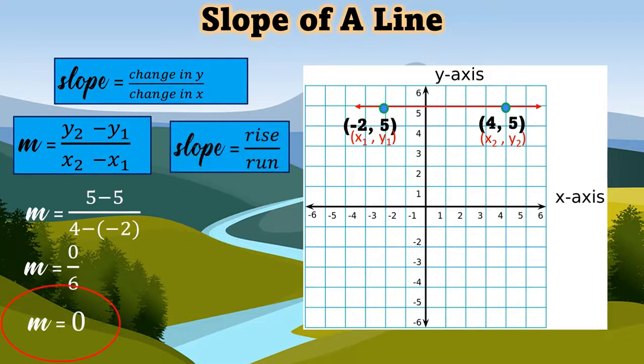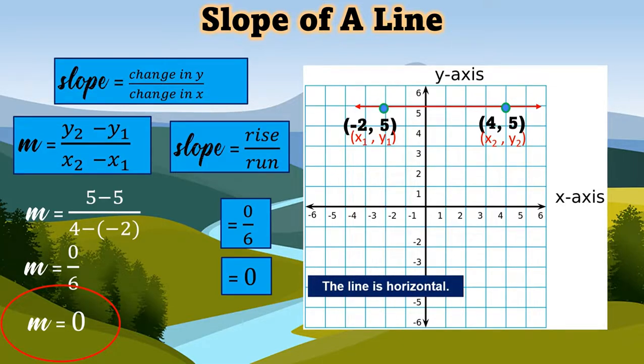Using the rise over run, of course we do not rise because it's just a horizontal line. So rise is 0. And then run, from the point whose coordinates are -2, 5, we run 6 steps, and so the slope is 0. The line is horizontal, the slope is 0.